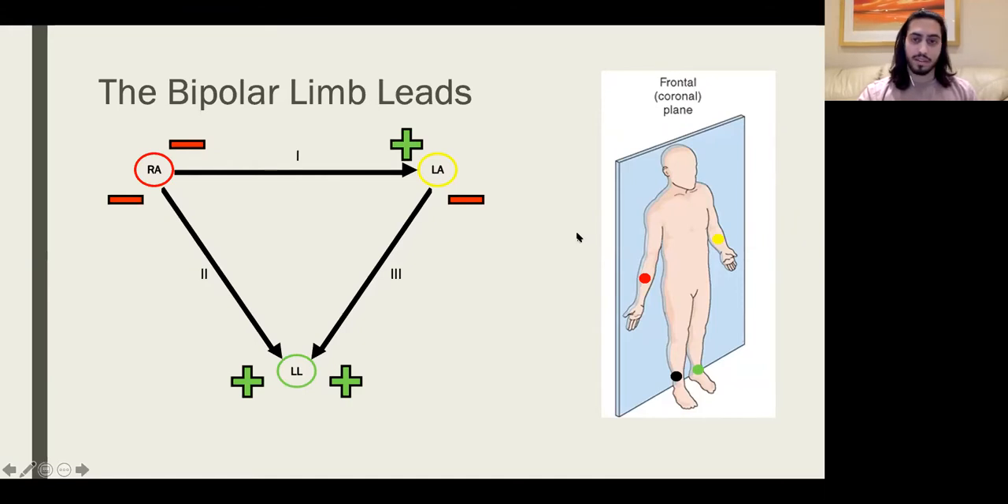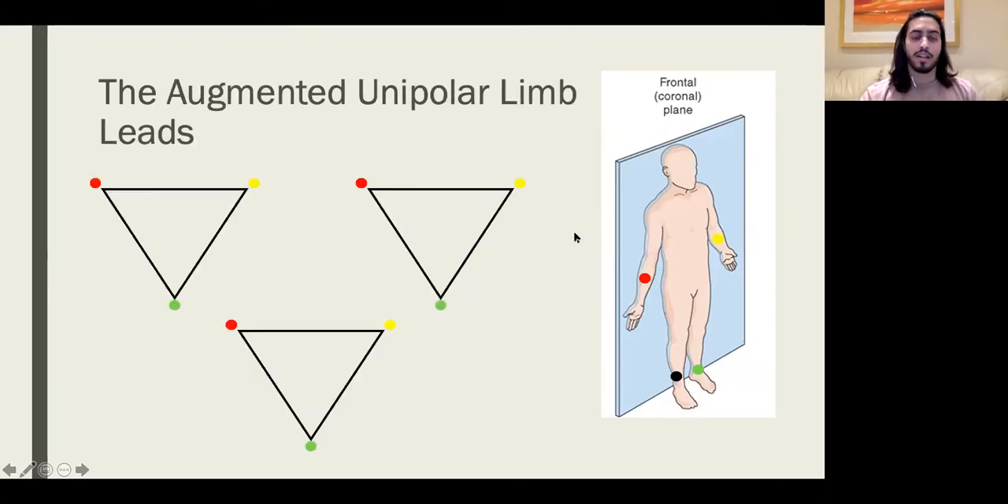Now, you have these things called the augmented unipolar limb leads. These are basically loads of fancy math. Some guy called Wilson back in the day managed to make the ECG even more fancy by adding 3 more leads to it. And these are augmented limb leads because they work with just one electrode where there's a positive electrode. And the ECG itself basically puts these 2 other electrodes that are negative in their place. And I'll show you what I mean because it's a bit confusing.